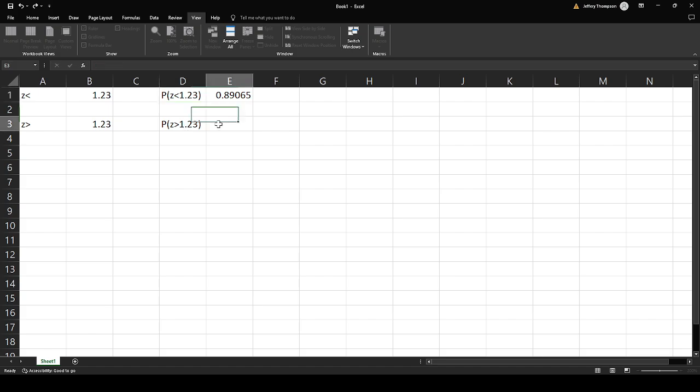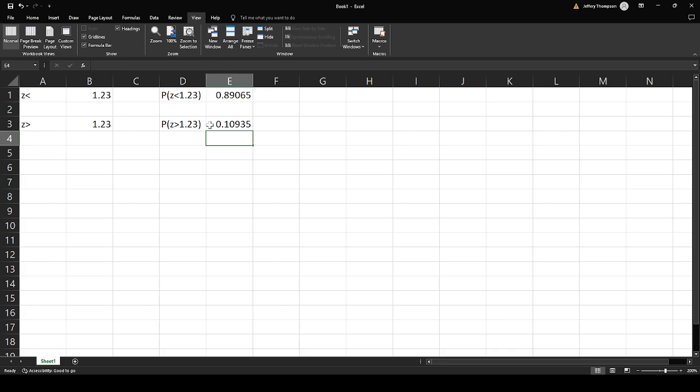Well, then, and this is the complement. And so the complement is 1 minus the normal distribution. My x value in this case is going to be B3. My mean is 0 for a normal curve. The standard deviation is 1. And cumulative is true. And this gives me the complement.